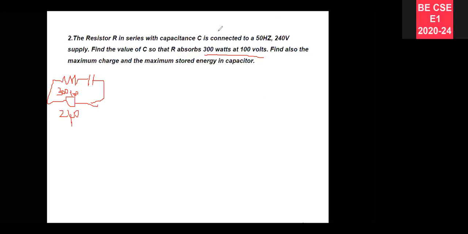RC, we are completing this problem. RL, RC, any doubt you can ask. Those who are not having any doubt, please proceed and find out the value for capacitance. Any doubts till now?